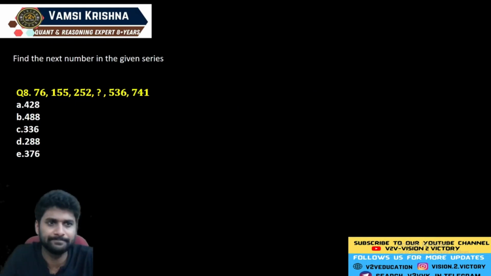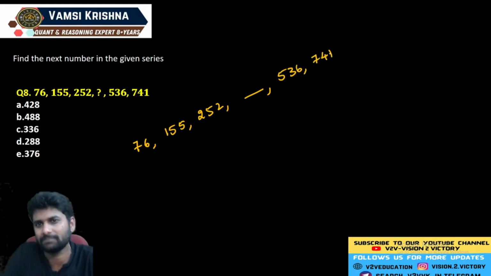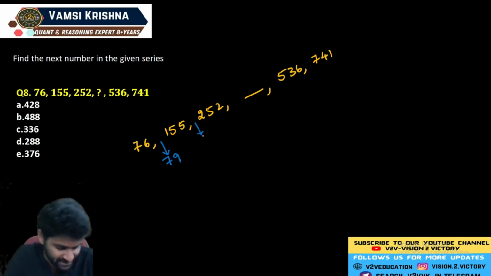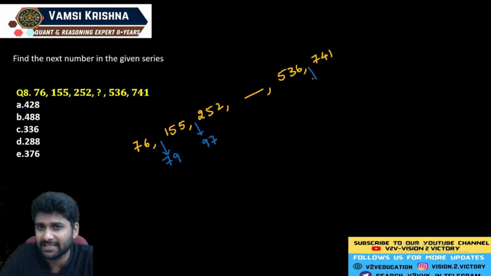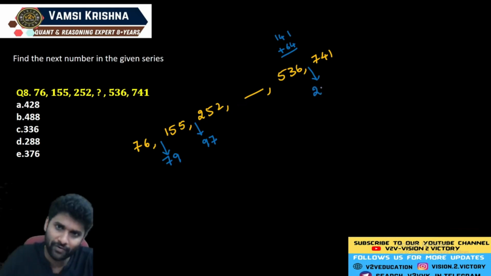Go through the next question. The 76, 155, 252, 536, 741. What can be the next number? Now see 76 and 155. It's a difference of 79 units. 155 and 252. It's a difference of exactly 97 units. The same way 536 and 741. Guys, if you add 64, it becomes 600, right? So 600 means 141 is extra. So here the total difference is exactly equal to 205.